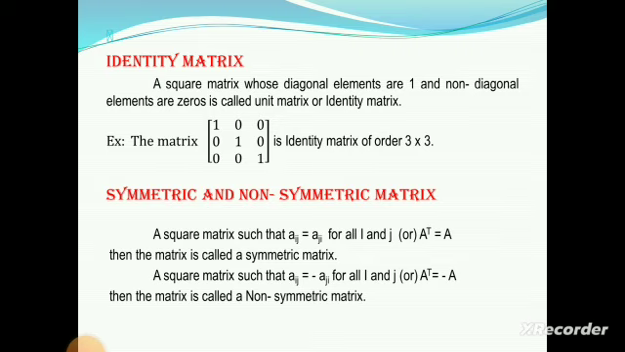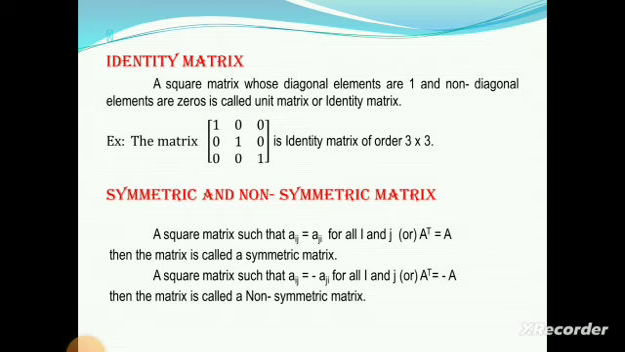Next we have symmetric and non-symmetric matrices. For a square matrix, we can denote the matrix as aij. If aij is equal to aji for all i and j, then the matrix is called a symmetric matrix. What are they saying here? If you take the transpose of the matrix, and both the matrix and its transpose are equal, then it is called symmetric.